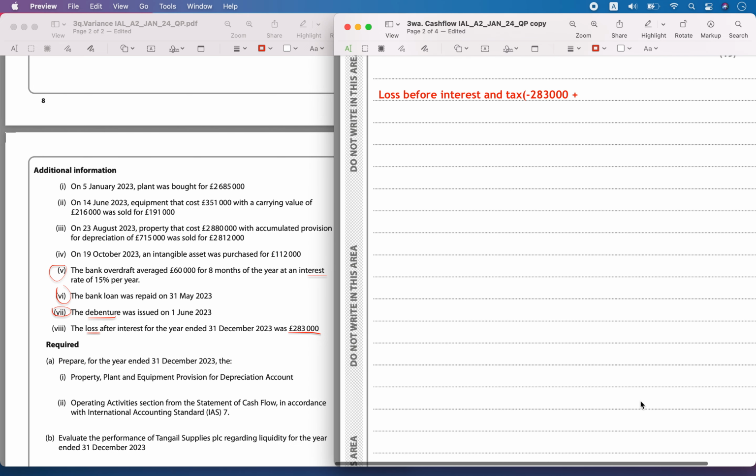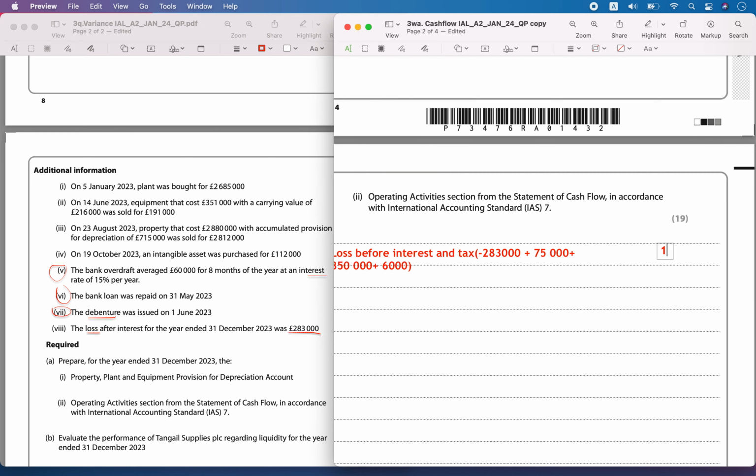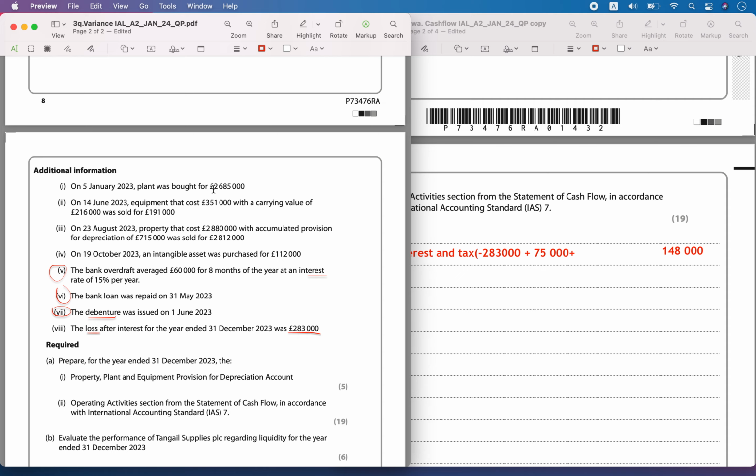Now let's add up all this interest to the loss and start off from that point. So that is going to be plus 75,000 plus 350,000 plus 6,000, which is going to be equal to 148,000.